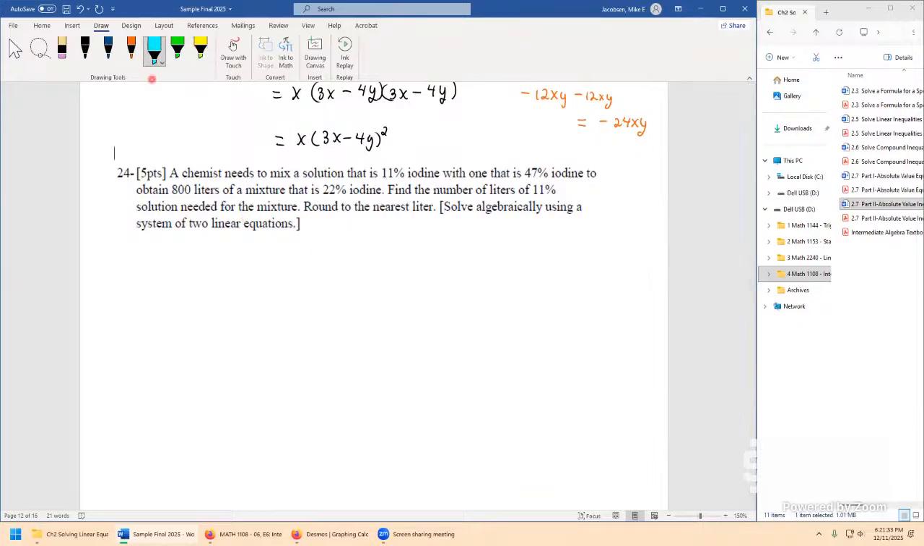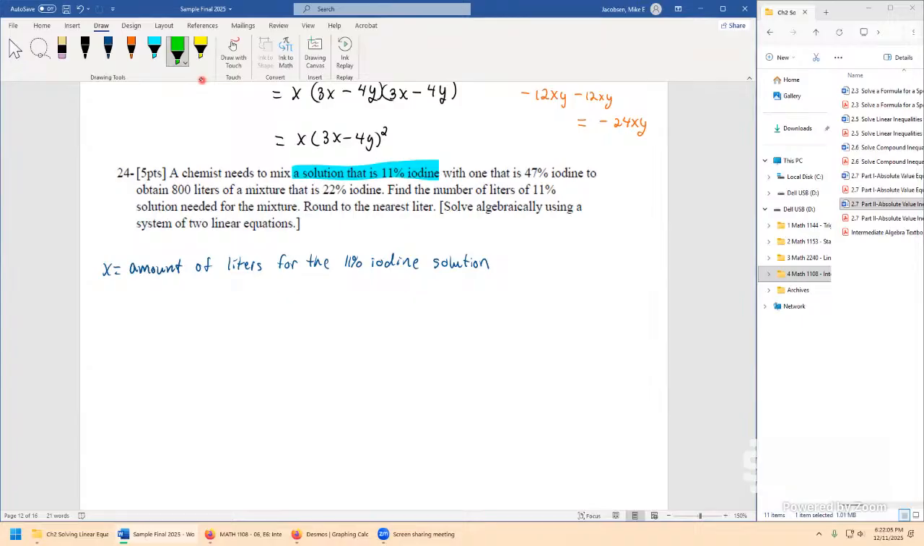Let's start separating these out. There's two different kinds of mixtures that we're using. A solution at 11% iodine. Let's call that X. X will be the amount of liters for the 11% iodine solution.